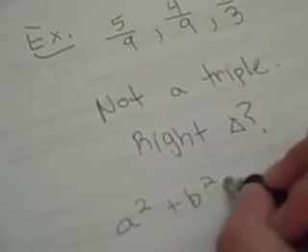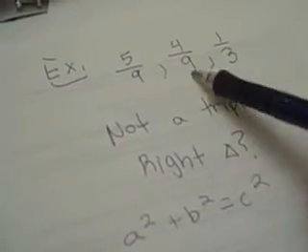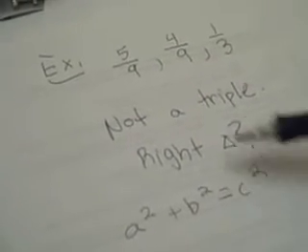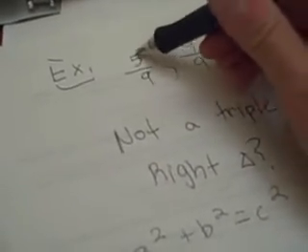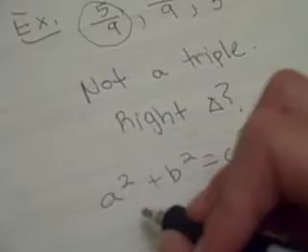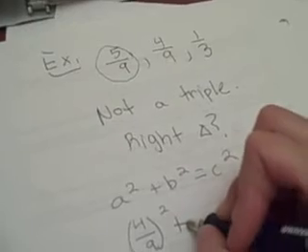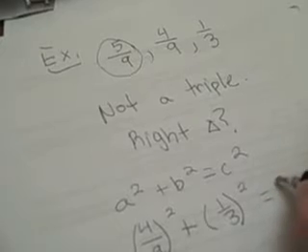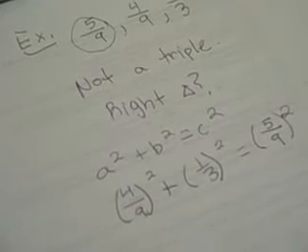A squared plus B squared is equal to C squared. We will need to determine which of these is going to be our biggest fraction to figure out which one gets plugged in for C. To figure that out, you could put them into your calculator and get all of the decimals. If you did that, you would find out that 5/9 is the biggest number. When we plug everything else in, it would look like 4/9 squared plus 1/3 squared is equal to 5/9 squared.